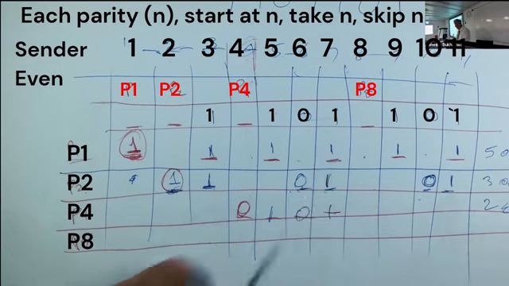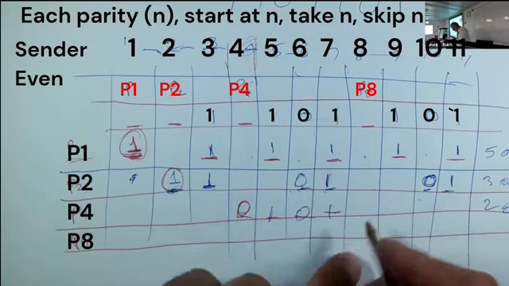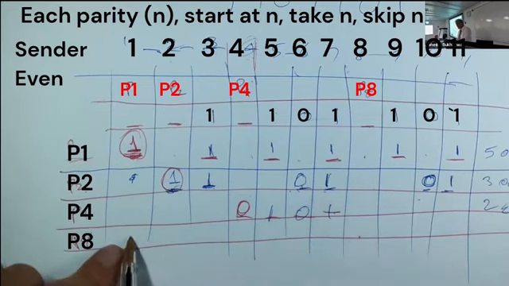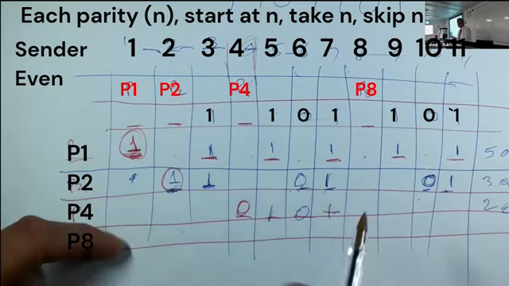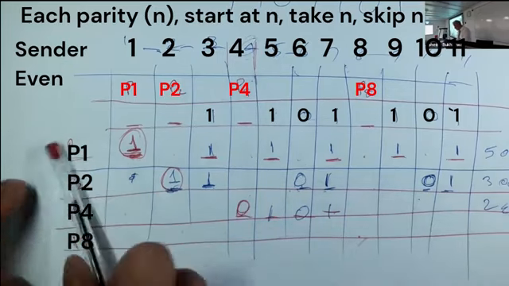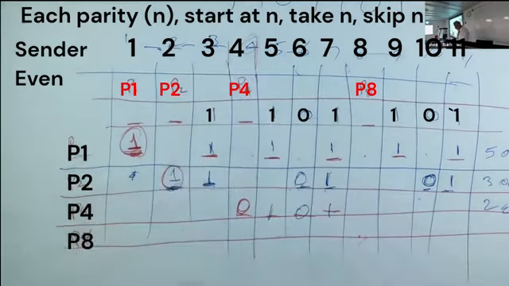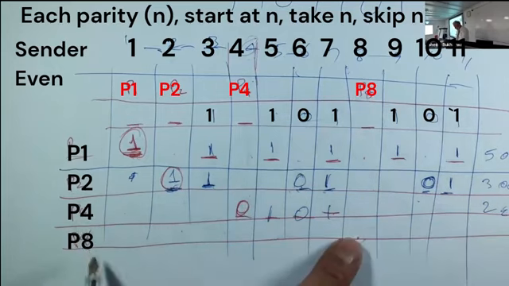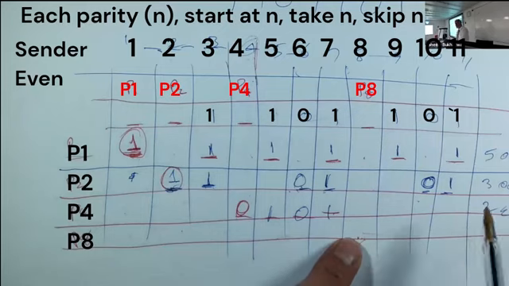So now parity bit number 8. And we start at number 8. So we go straight to this one. The mistake some students make is they start here and start counting 8. Or with number 4, they start here and start counting 4. No, make sure you go to that column and start from that column. So for parity bit number 8, we go to number 8. We start at number 8. We take 8 bits and then skip 8 bits until we reach the end of the frame.